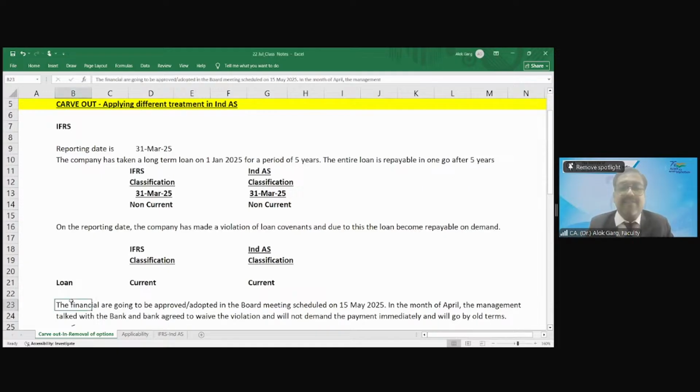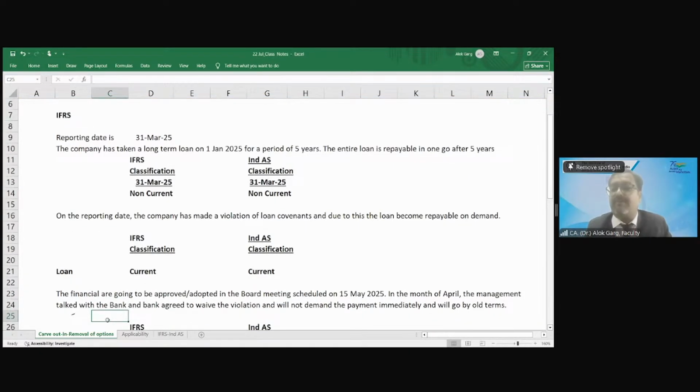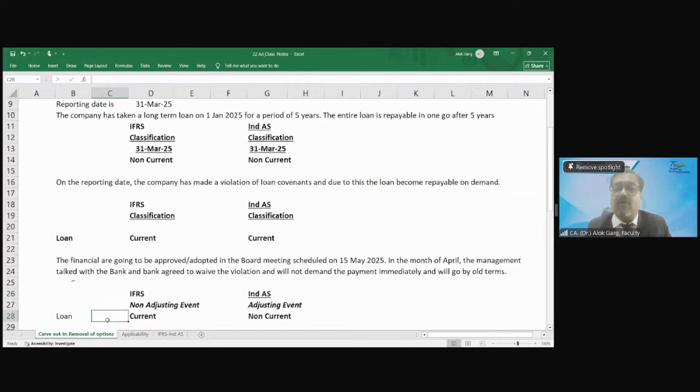So the financial statements are going to be approved or adopted in the board meeting scheduled on 15th May 2025. In the month of April, the management talked with the bank, and the bank agreed to waive the violation, will not demand the payment immediately, and will go by the old terms. The bank agreed: okay, I will not demand the payment right now, and you can make the payment as per the old terms, meaning after 5 years.